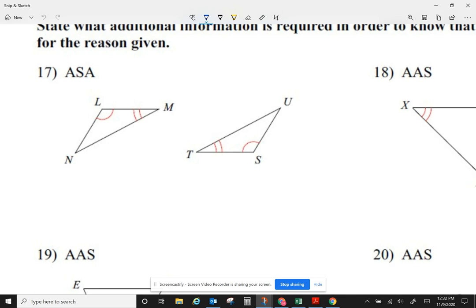Looking at the first triangle, I see 2 angles marked. So I'm going to say what I'm missing is the side in between the 2 angles. So I need this side. Looking at my second triangle, I need this side, right? I need the 2 angles which are given and the side in between them. So my answer, when I'm talking about sides, I use 2 letters. So I'm going to say LM equals TS. Make sure all capital letters.